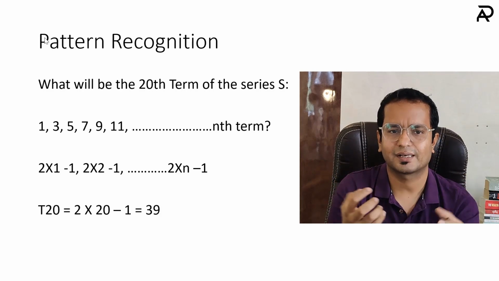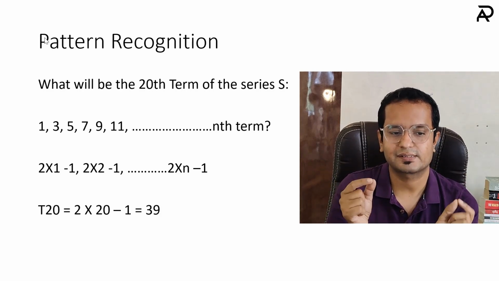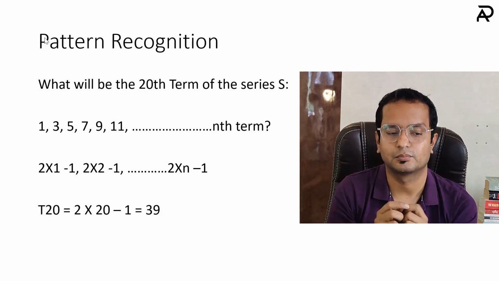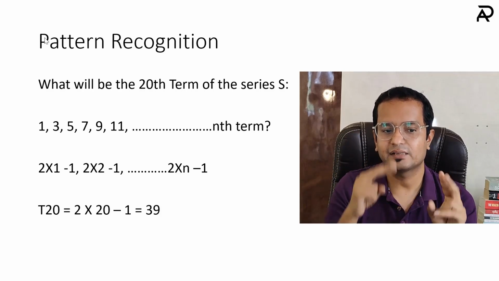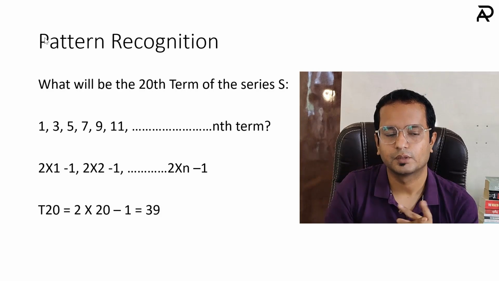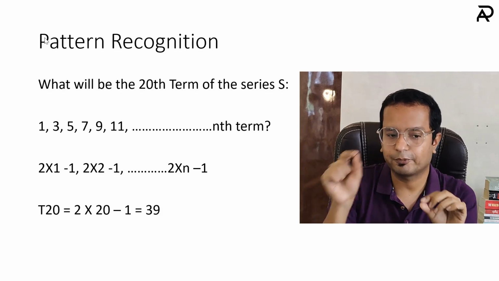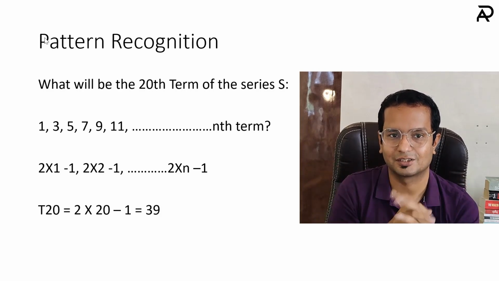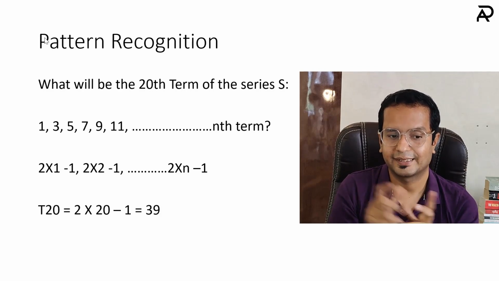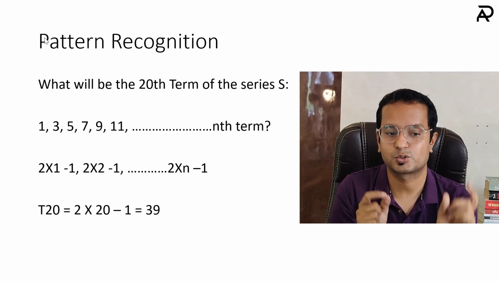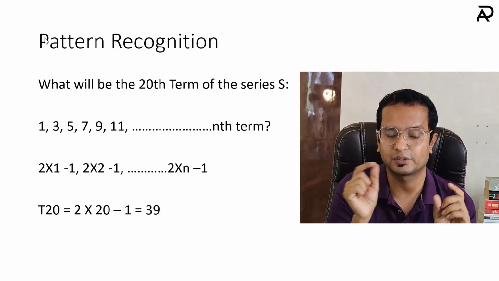How do you generalize a series? Look at the difference between the first and the second term. Difference is 2. Second and third term, again 2. And the difference is 2 all throughout. So there is a gap of 2. Now look at the first term. I can say it is 2 minus 1. The next one is 2 into 2 minus 1. The next one is 2 into 3 minus 1. That is what the pattern looks like.